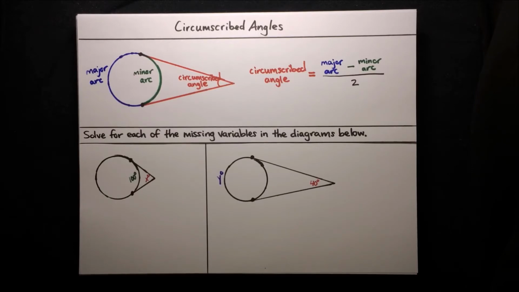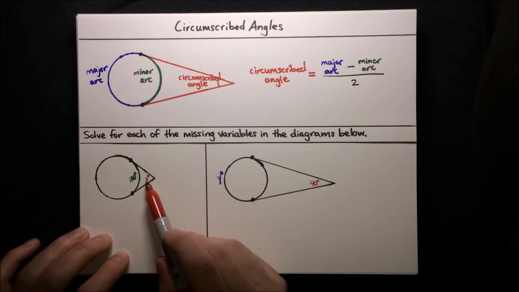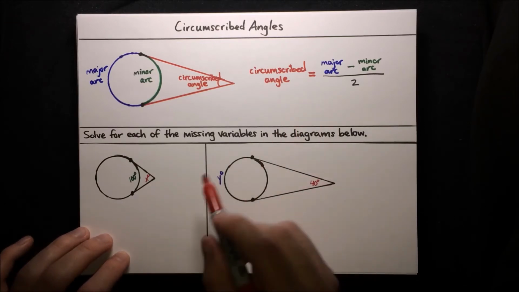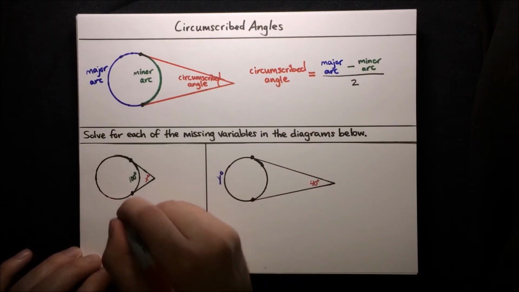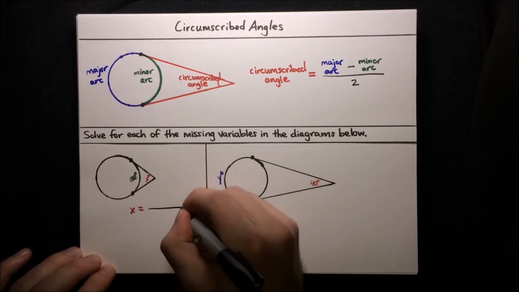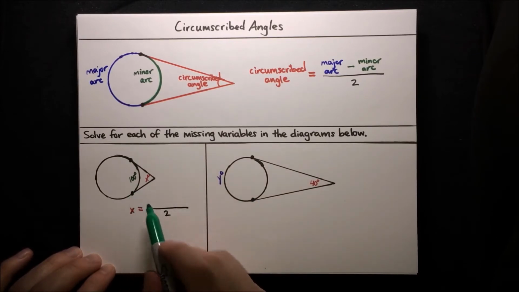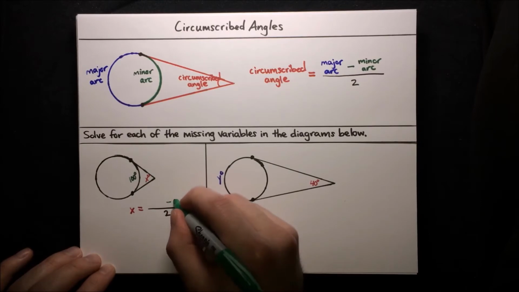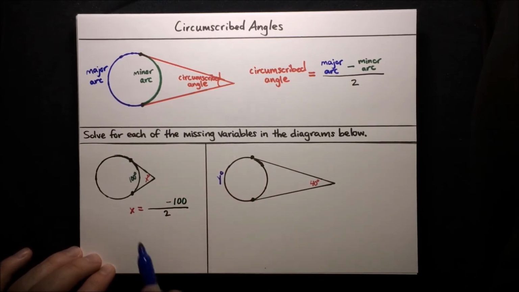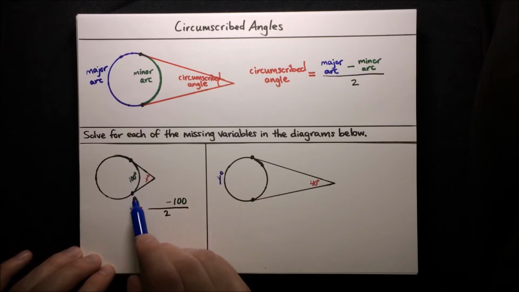Now we want to use this fact to solve for each of the missing variables in the diagrams below. So first of all, in this diagram we want to solve for x. X is a circumscribed angle, so we can go ahead and plug it into this formula here. X equals the difference of the two arcs divided by 2. Alright, we also have that the minor arc is 100 degrees. So we'll have minus 100. But what is the major arc? It doesn't tell us in the diagram, so we're going to have to figure this out.